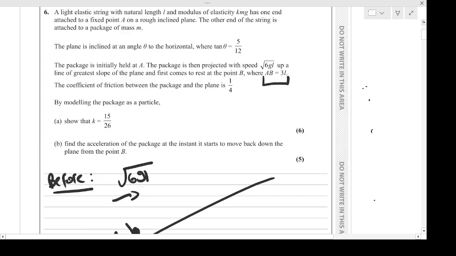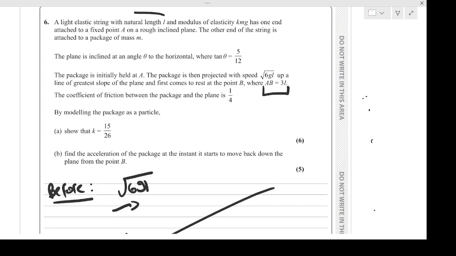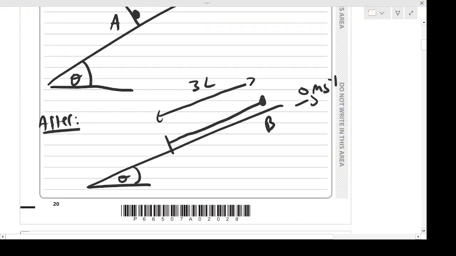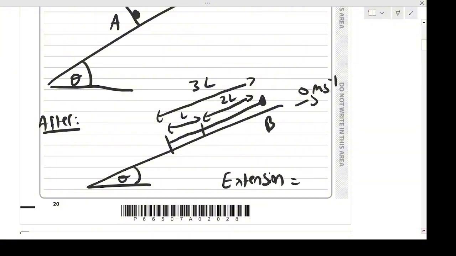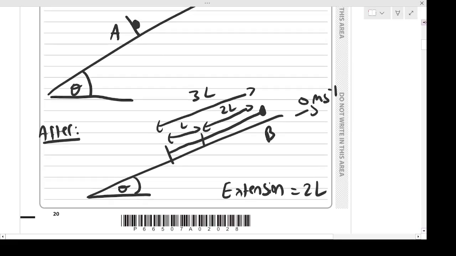But I'm also told the natural length is L, so I can add that on. Okay, so if I split this little string up, this is my natural length, and then you can see the extension is 2L. So what I'm then going to do is label my extensions, because I'm going to need that with the Hooke's law or the elastic energy formula. So the extension is 2L here. Now what about here?